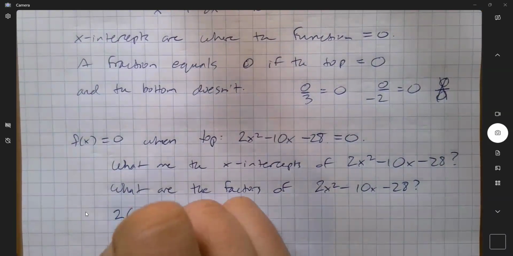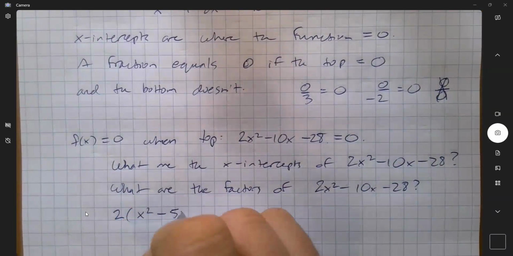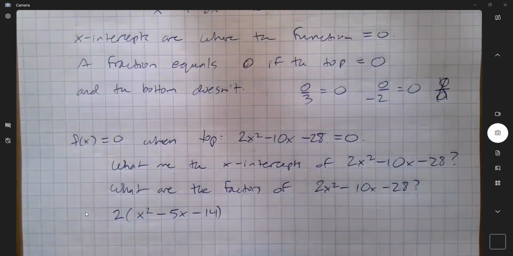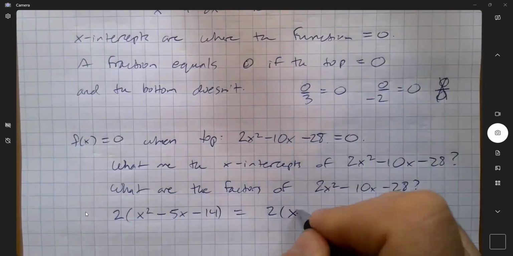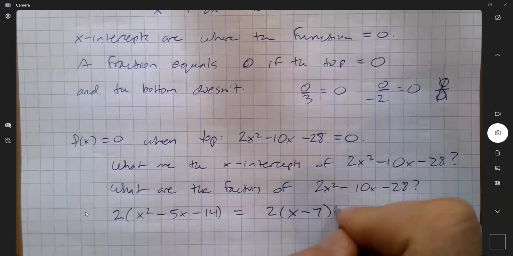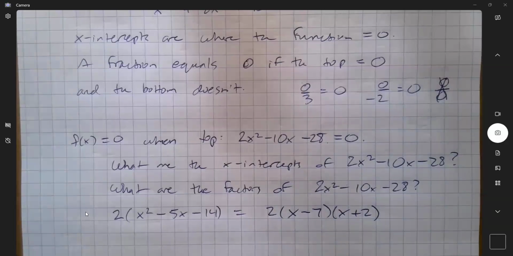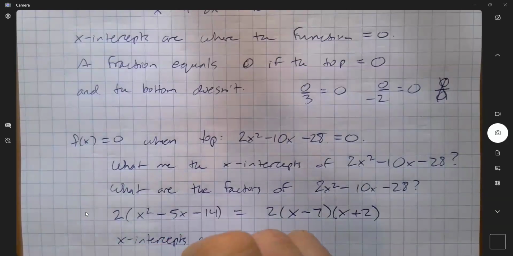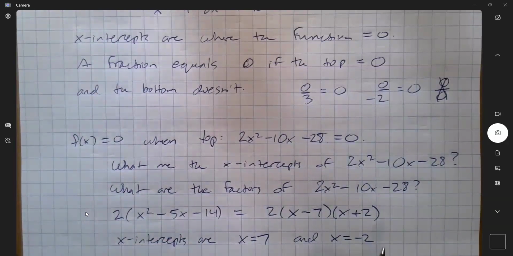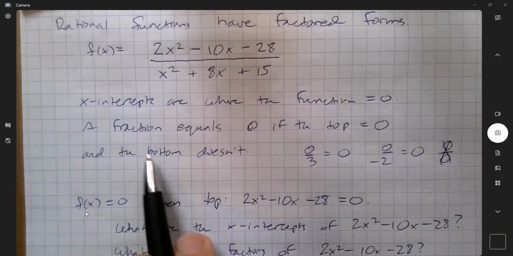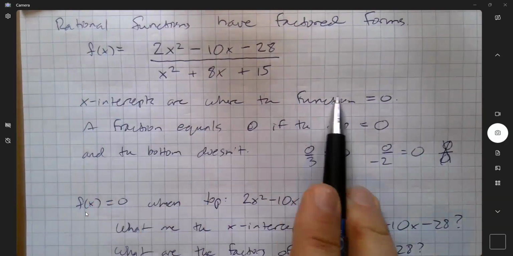We can pull the 2 out, and I get 2 times x squared minus 5x minus 14. And because of the way I worked it out, I'm pretty sure that this is 2 times x minus 7 times x plus 2. So that means the x-intercepts are x equals 7 and x equals -2. Those are the x-intercepts of the top, and so they're also going to be the x-intercepts of the whole function.